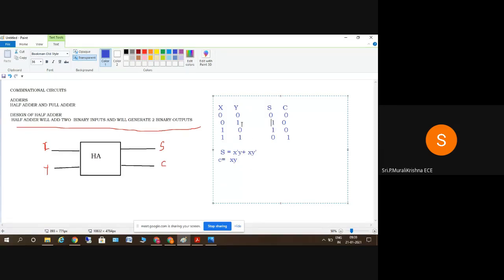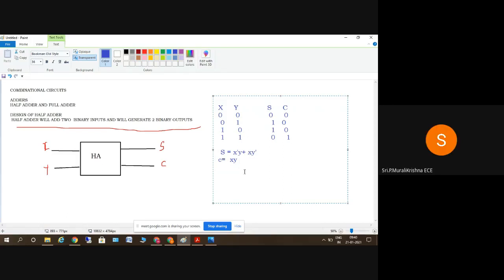Since S is equal to 1, I am taking these input combinations. So S is equal to XY bar plus X bar Y. And C is equal to 1 only for this combination. What is this combination here? C is equal to XY. Clear? Yes, sir.